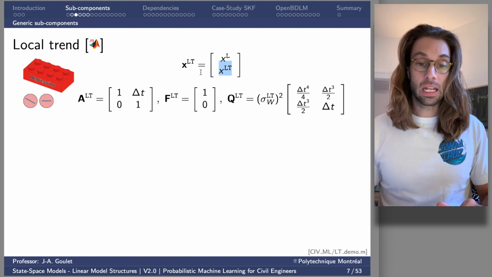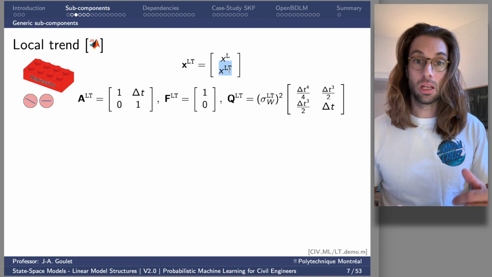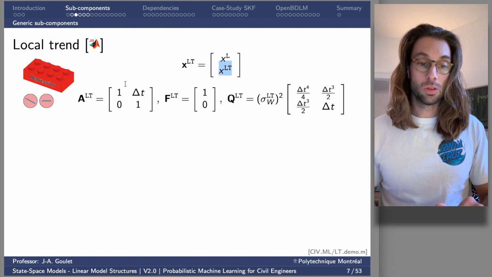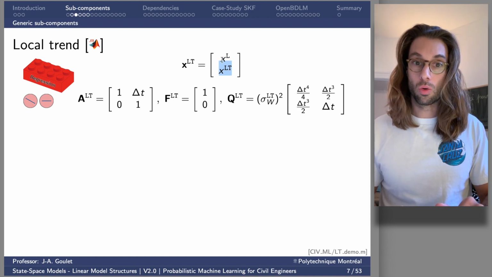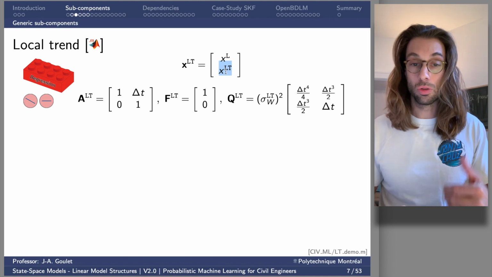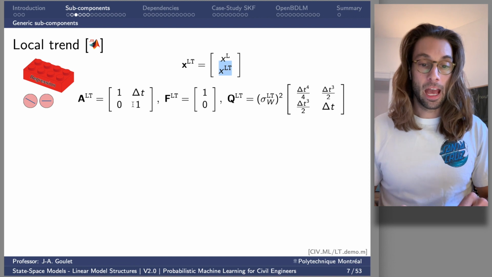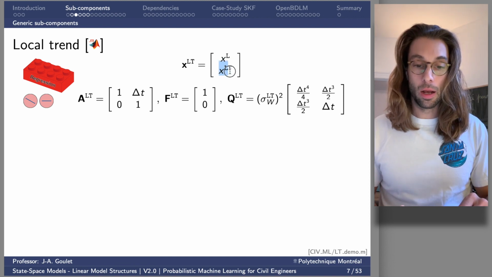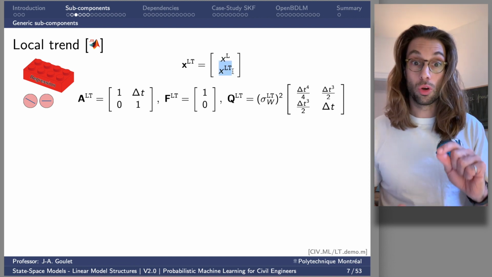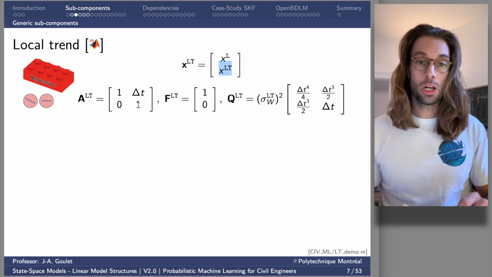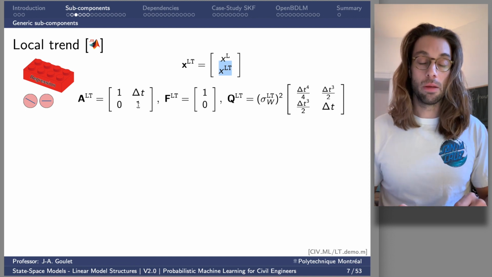In that case, I can say that x_L at time t is equal to 1 times x_L at time t-1 plus delta t times x_LT at time t-1. So it's the current coordinate plus the speed, the rate of change, times the length of my time step. And for my local trend, which controls the rate of change, it's simply 1 times my local trend at time t-1.